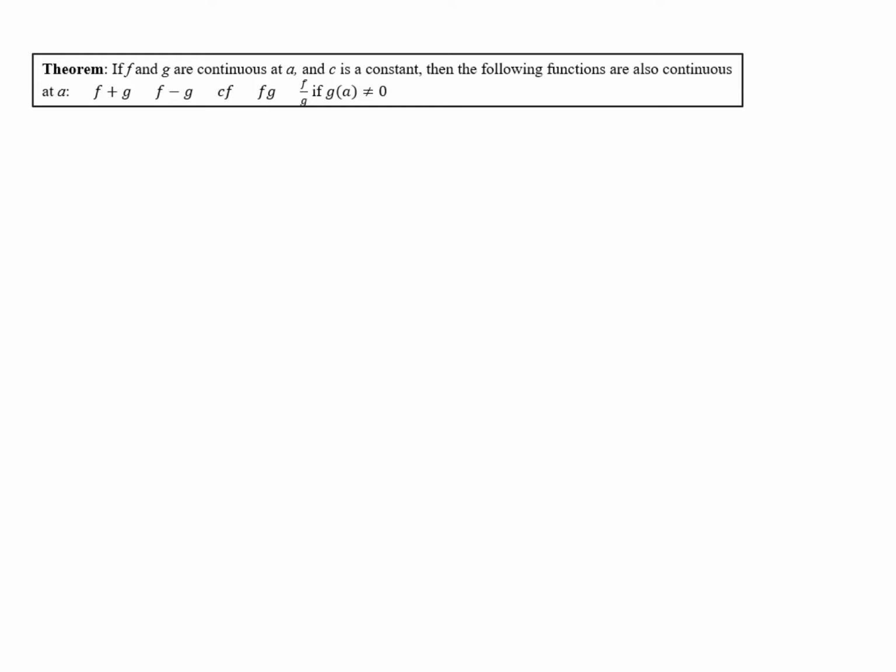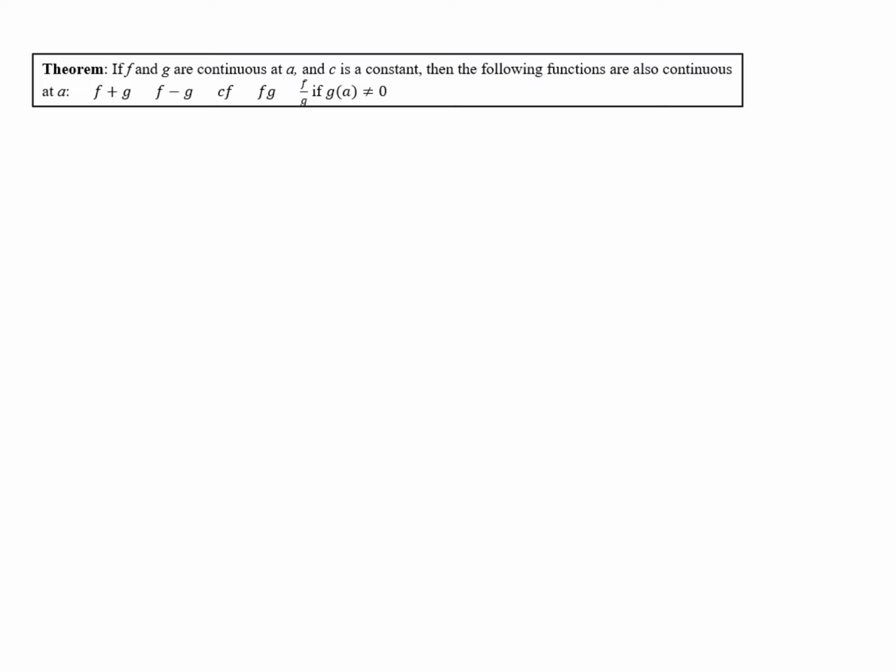In the last video, one of the theorems that we saw was this one right here that says if two functions are continuous at a value a, then their sum is continuous there, the difference is continuous. We can also multiply one of them by a constant, and that's continuous. Their product is continuous, and the quotient is continuous, so long as g of a is not equal to 0.